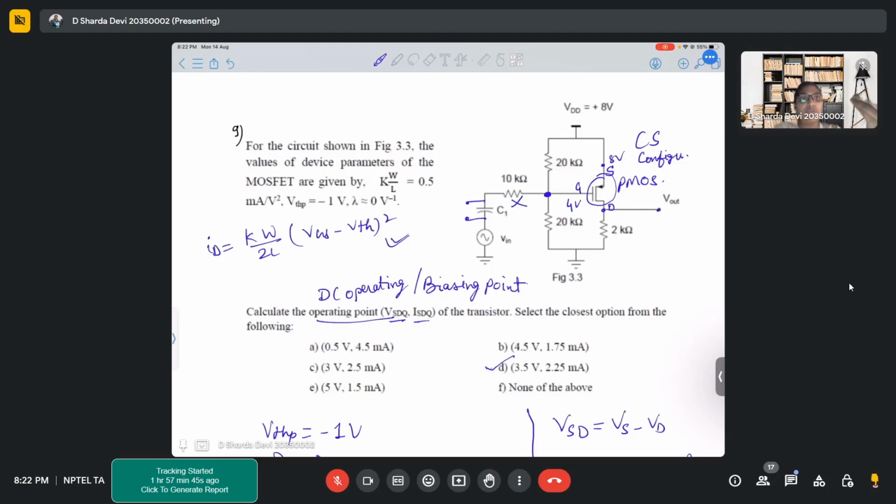When you have to go for an AC analysis or small signal analysis, you will only consider the AC source, that is V in, or your signal. When you have to find your DC operating point or biasing point, you will go for DC analysis. There you will consider your VDD, and you will not consider your V in. Am I clear? Yes, ma'am. So during small signal analysis, VG is a resultant of V in. Yes. Okay.